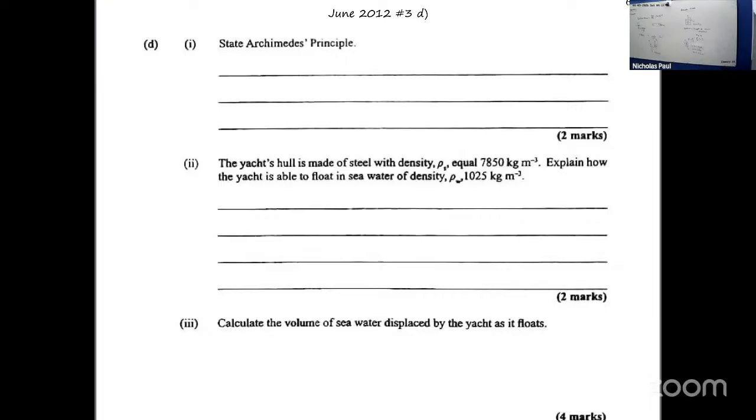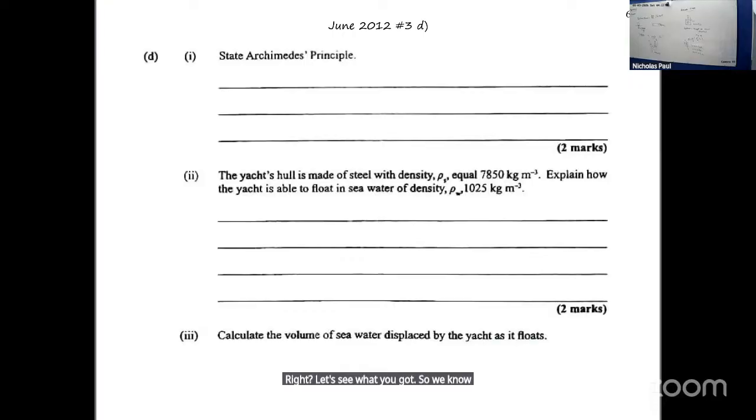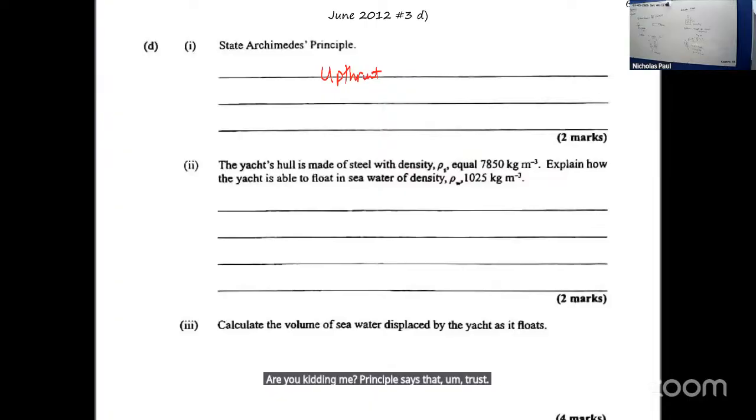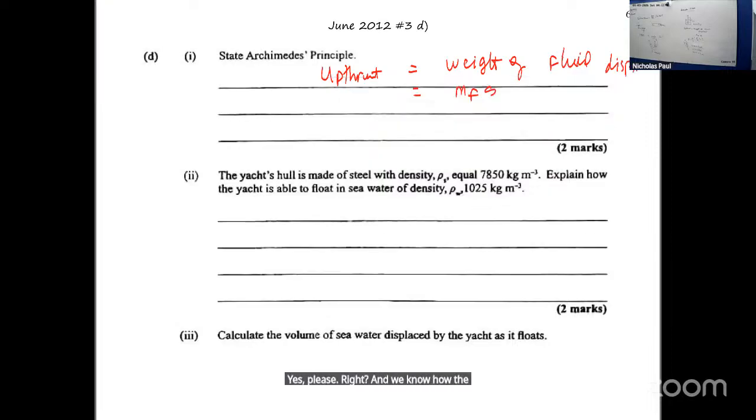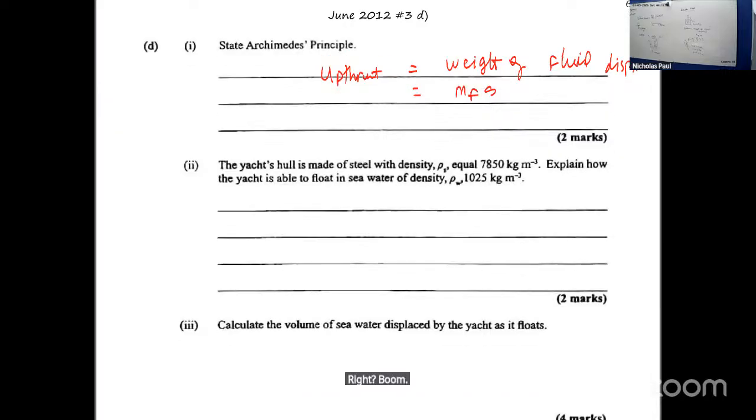Right? Let's see what we got. So we know what Archimedes' principle is. Archimedes' principle says that upthrust, for a body that's wholly or partially submerged in water, is equal to the weight of fluid displaced. And we know how to find it: mass of the fluid by gravity, or you can use density of the fluid by volume of the solid by gravity. Either one of those can help you find the upthrust.